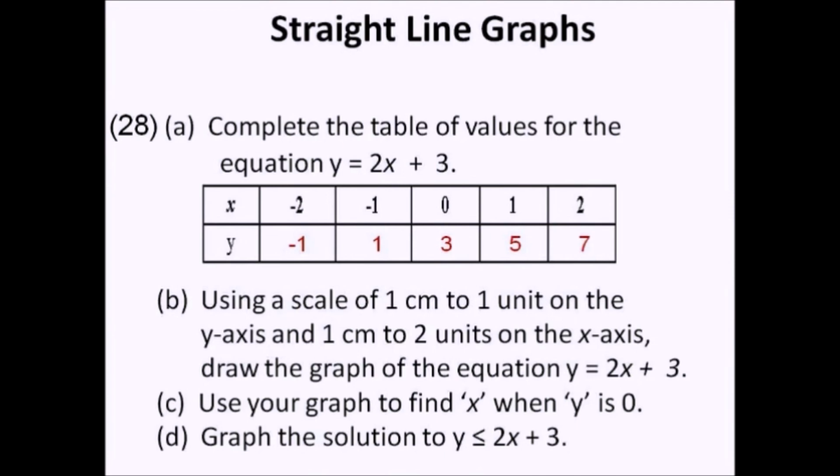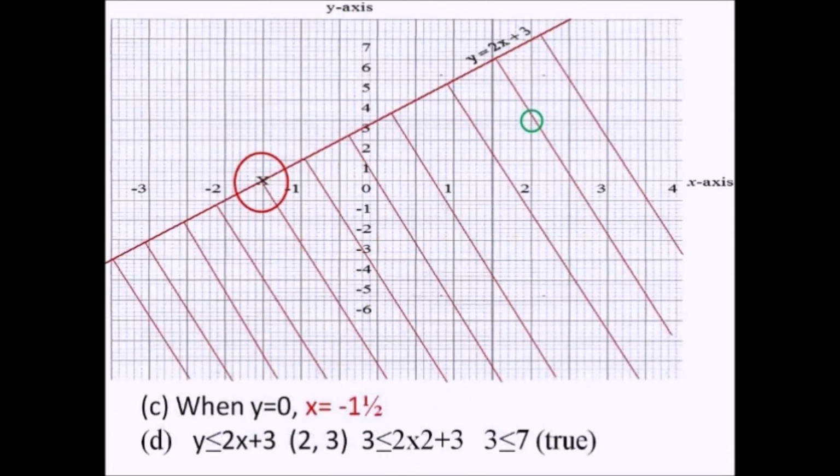And then you have to use a scale of 1 centimeter to 1 unit on the y-axis and 1 centimeter to 2 units on the x-axis, and then draw your graph. Then on the graph, find x when y is 0, and then shade the area where y is less than or equal to 2x plus 3. That was all done here to show you what was done.